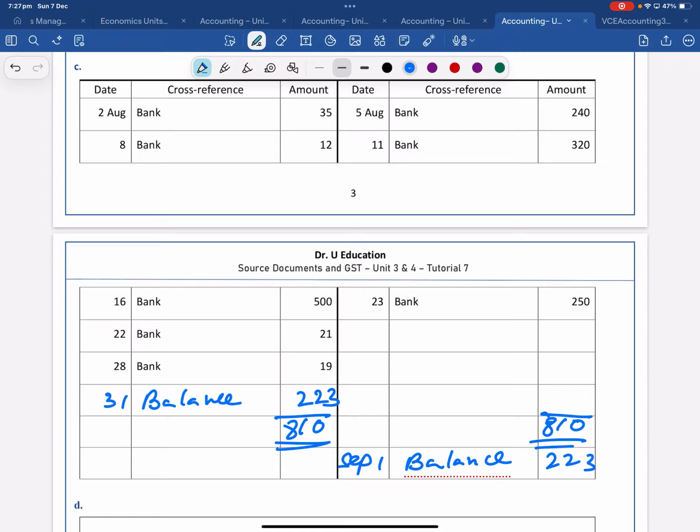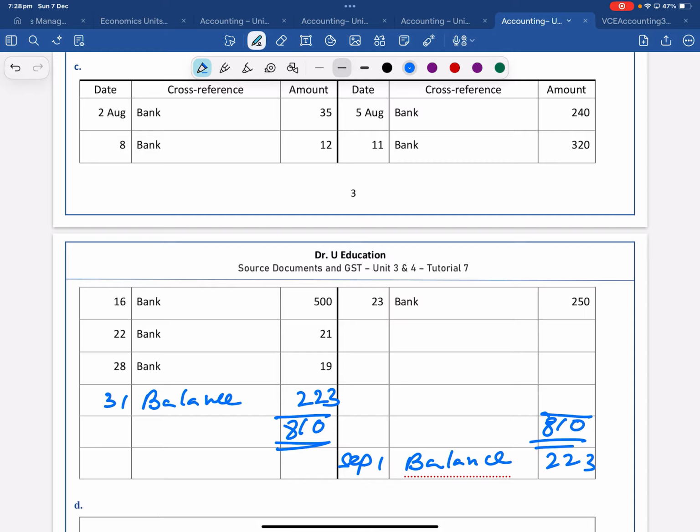Yes, Krishna. It would be reported as GST receivable. GST receivable. Okay. What do you think, guys? GST payable. Why is it payable? Because it's a liability that we have to pay out. Liability. Why? Because we have collected more GST than we have paid.